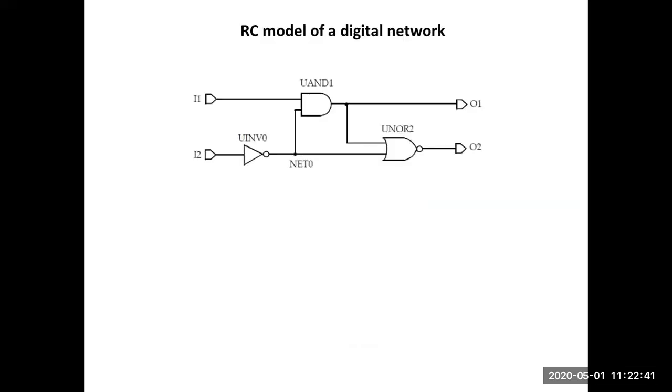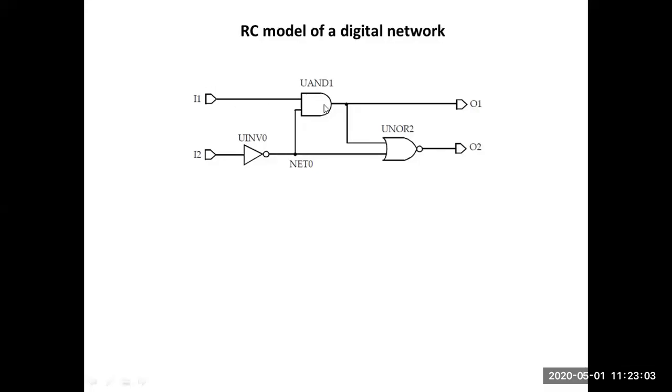So the complete RC model of the digital network will be something like this. Suppose we have this digital network. In this, there are various gates. One is a two input AND gate. One is an inverter. And there is another, a two input NOR gate. So suppose we are given this digital network.